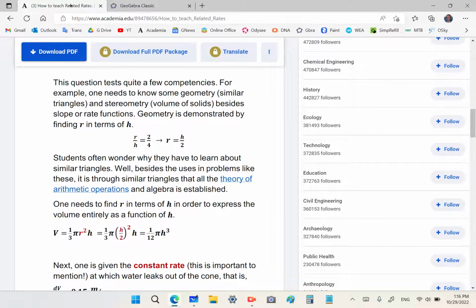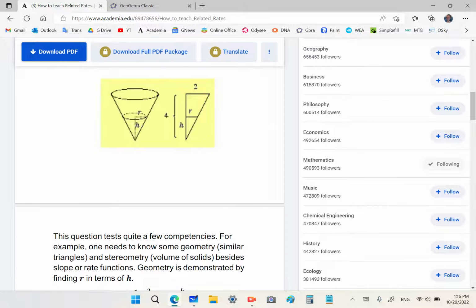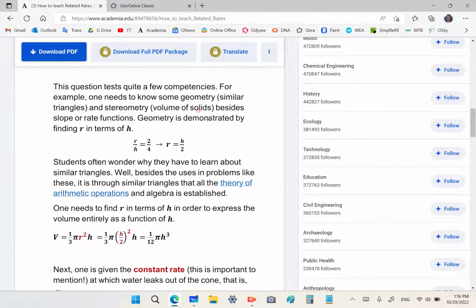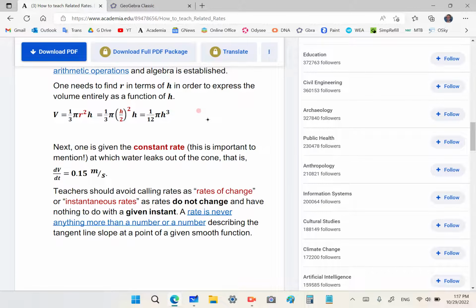Okay, so this question tests quite a few competencies, and one needs to know some geometry. For example, similar triangles. So to be able to express r in terms of h, you need to understand the theory of similar triangles. And of course, besides the normal uses in problems like this, remember that the theory of similar triangles is what is used to derive all the theory of fractions and arithmetic operations and how algebra is established. So it's very important.